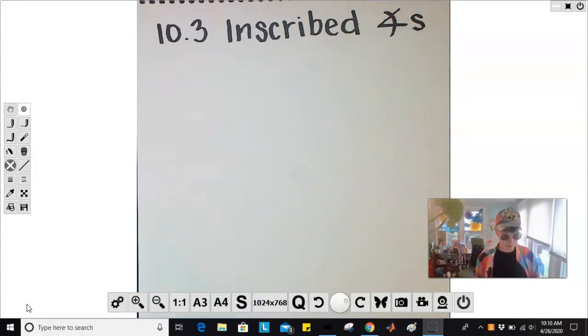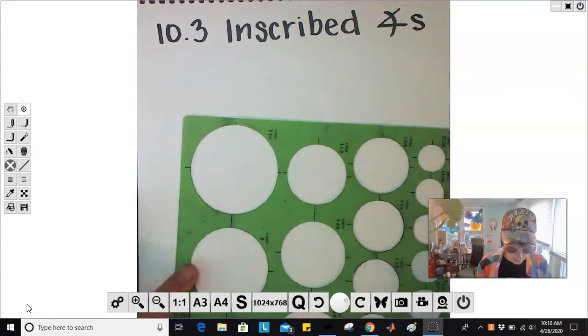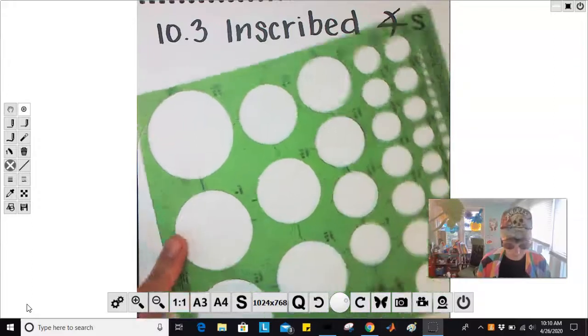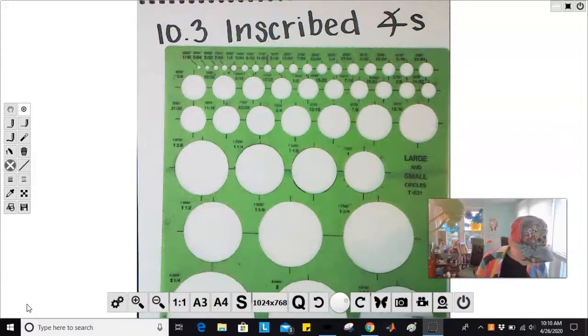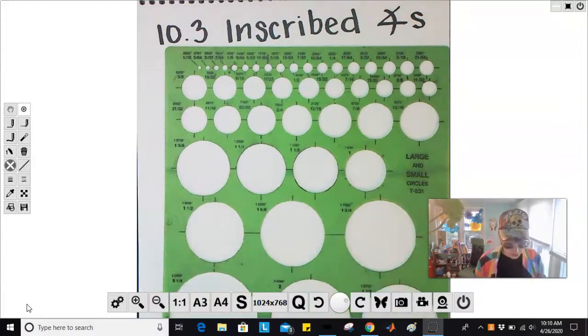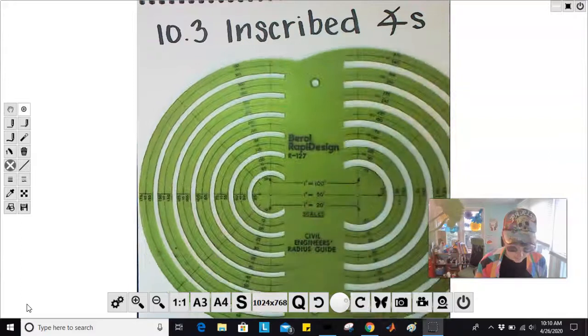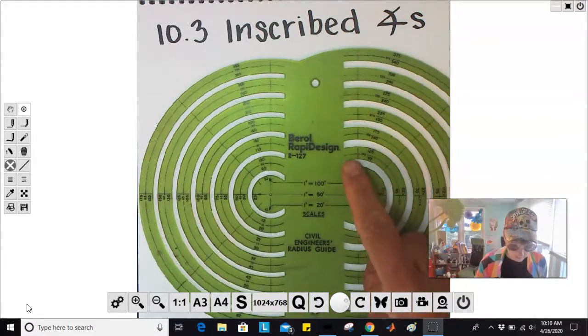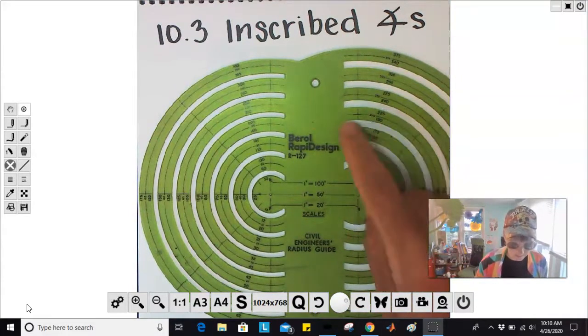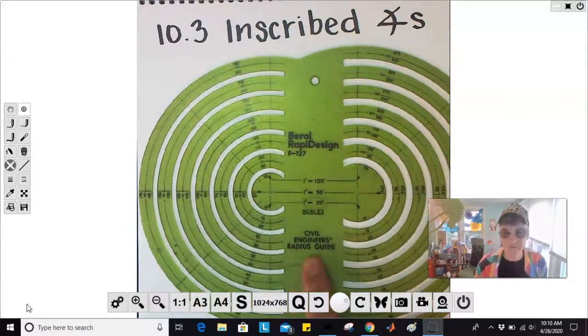So let's draw a circle. I got these cool stencils that came from the city's engineering department. Check this out. This is a little stencil to help you draw radii on plan sets from civil engineers. People in the real world use circles, guys.